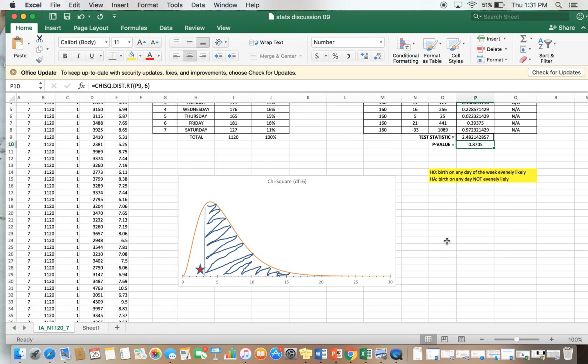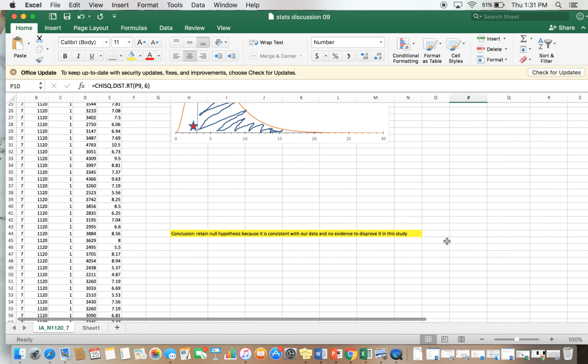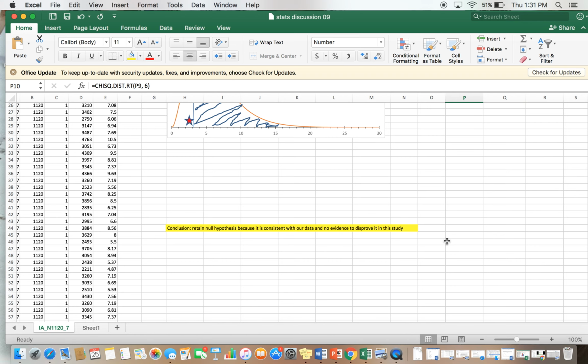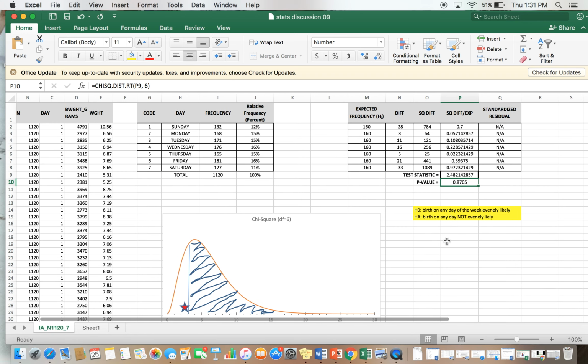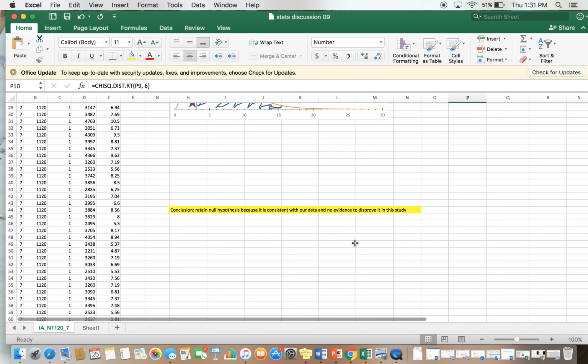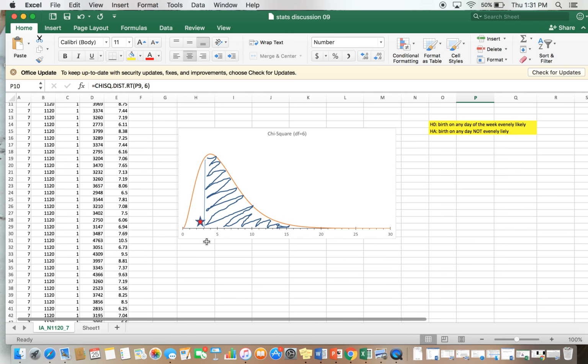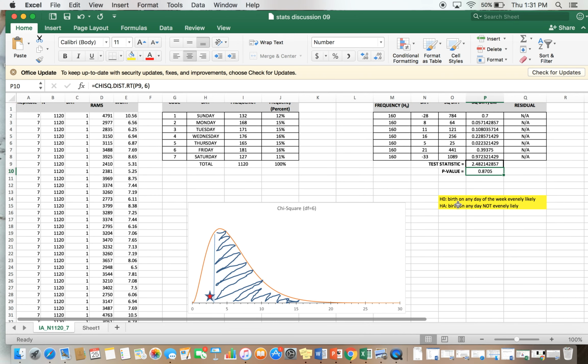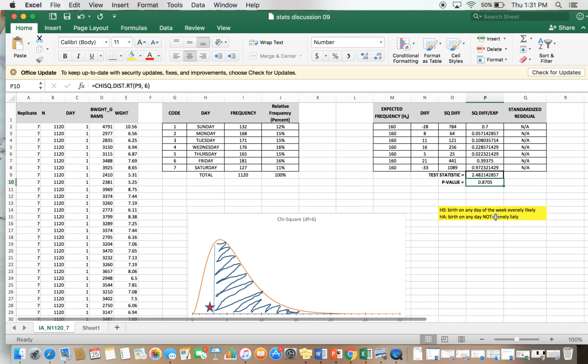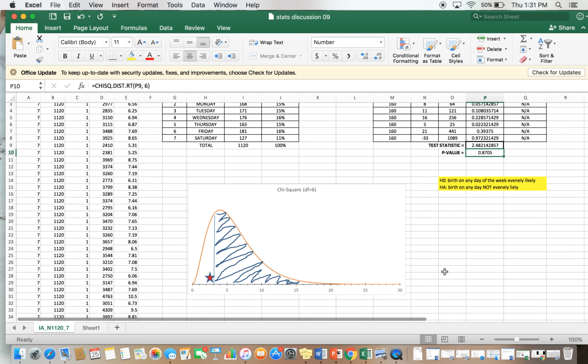So what this means, in conclusion, is that we can retain our null hypothesis because it is consistent with the data that we have obtained through all of this, and because there's no evidence in this study or with this specific case to disprove it. Not fully saying it is correct in all cases, but in this situation we have no evidence to disprove that this null hypothesis of birth on any day of the week is evenly likely is not true.